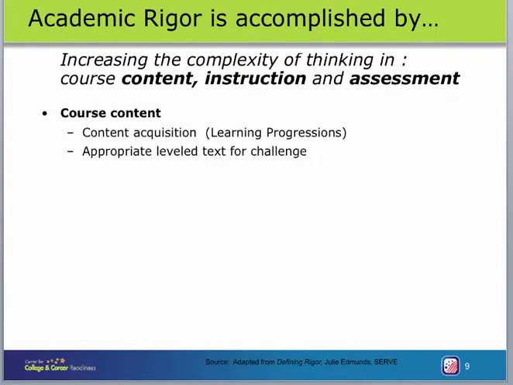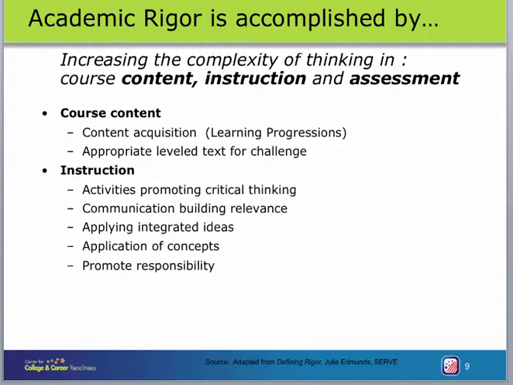So when we think about course content, we want to think about the progression we need to lead students through to develop that understanding that we're trying to teach. And of course, we have to consider appropriate leveled text for the challenge. We cannot just hand a student material that is the same for everyone. We need to meet the student where they are to try to build their skills to get to the point where they're all able to use the same material.